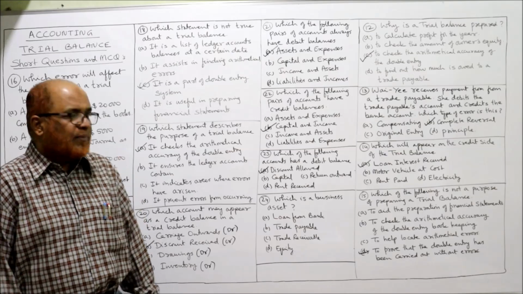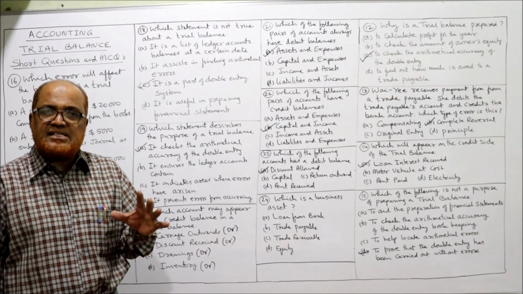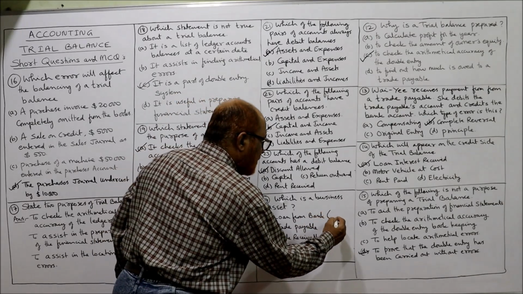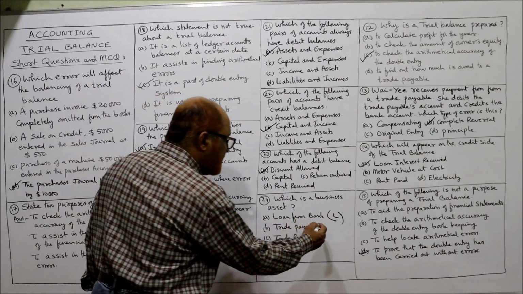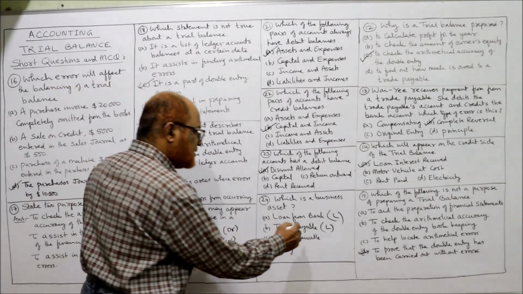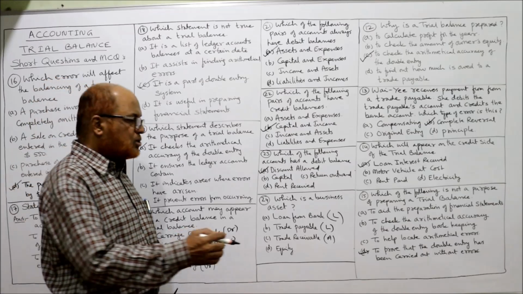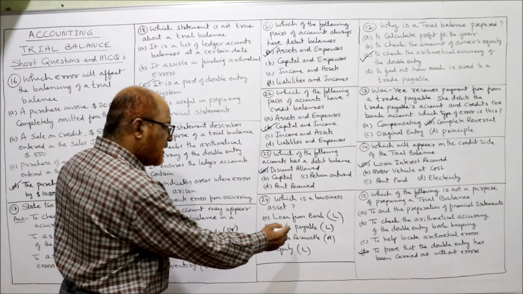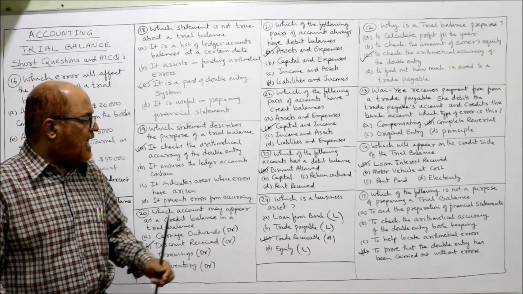Discount allowed. Last one. Which is a business asset? Loan from bank, it's a liability. Then trade payable is a liability. Trade receivable, it's an asset. Similarly, equity is also a liability. That's it. So ultimately the answer is C. Trade receivable is the business asset.